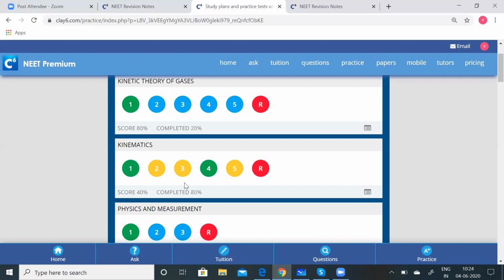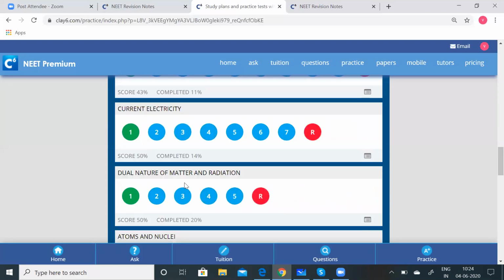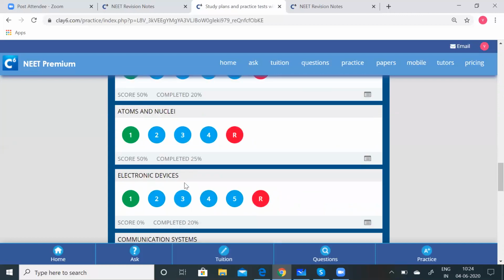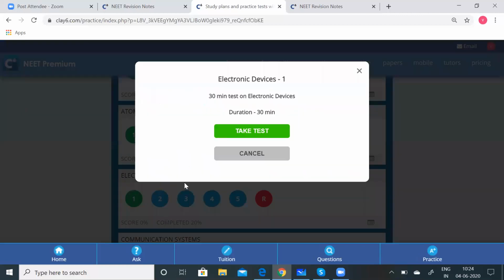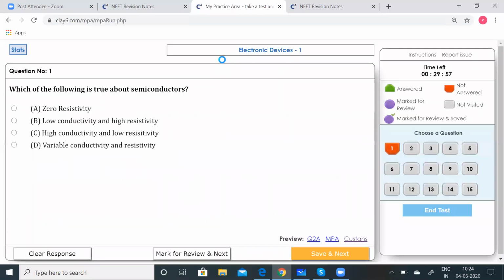Okay, now quickly let us go to electronic devices. Click on that, take the test, go to the test. See, as I told you, more theoretical questions can be expected. Which of the following is true about semiconductors?